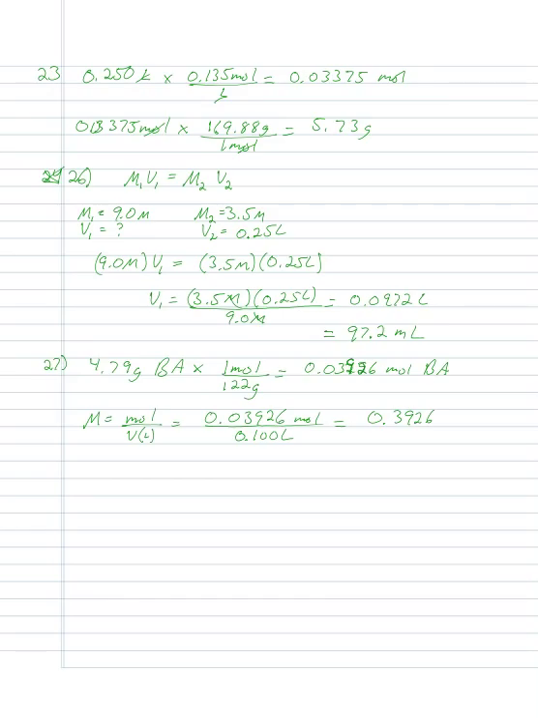So we just use our liter to milliliter conversion, and we get 97.2 milliliters. So we just need to multiply that by 1,000. So the answer is 97 for 2 sig figs.